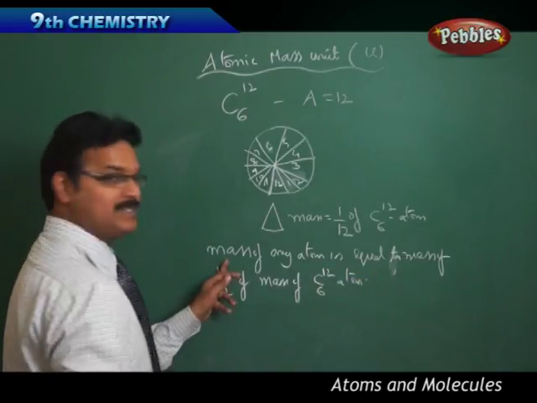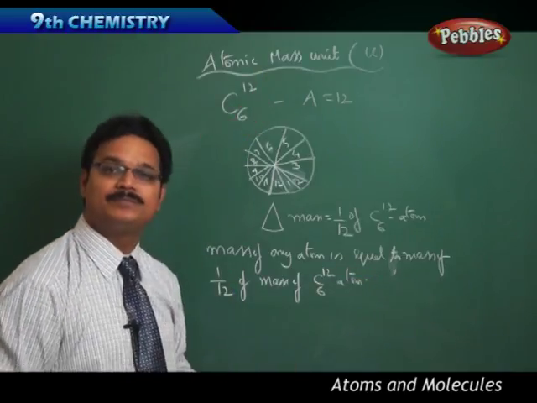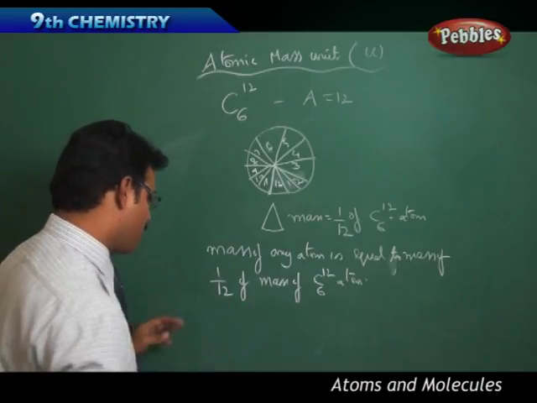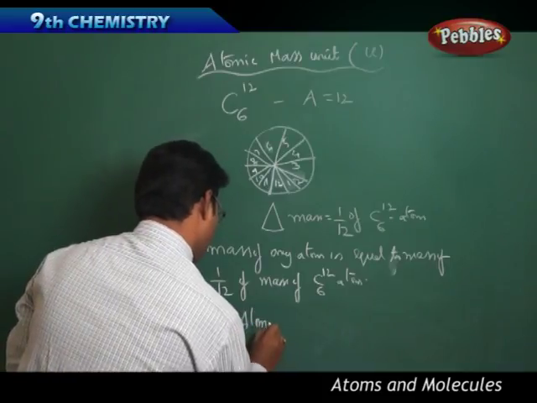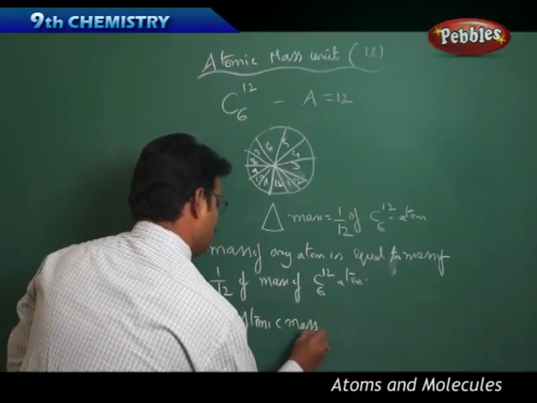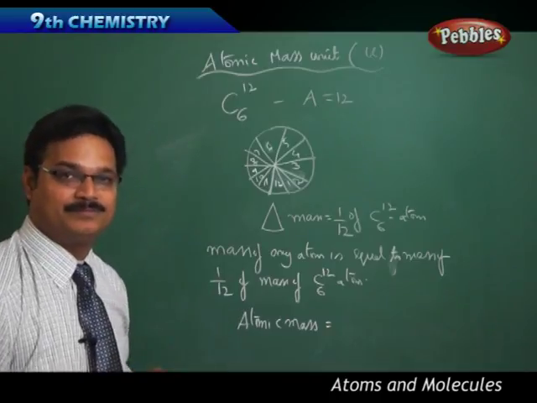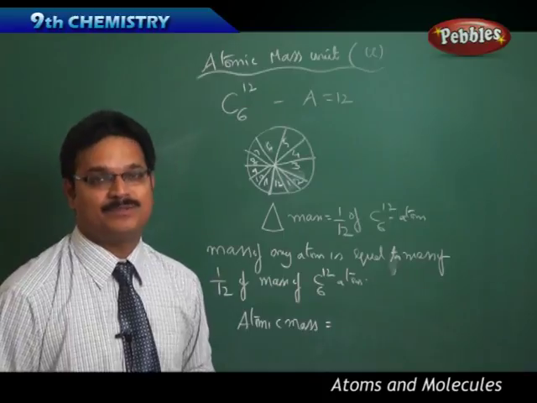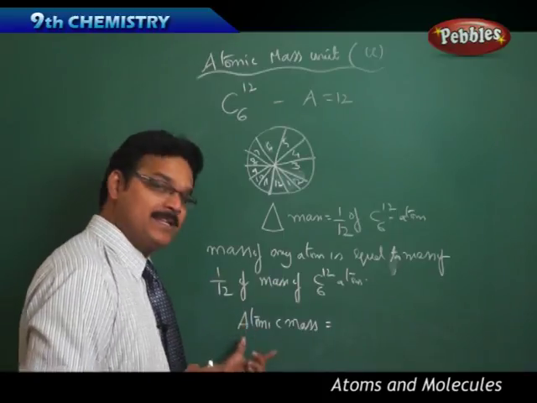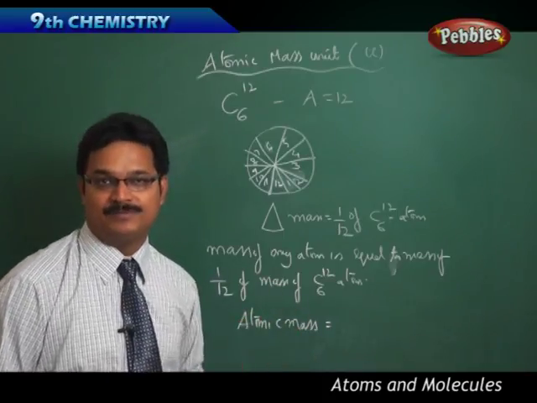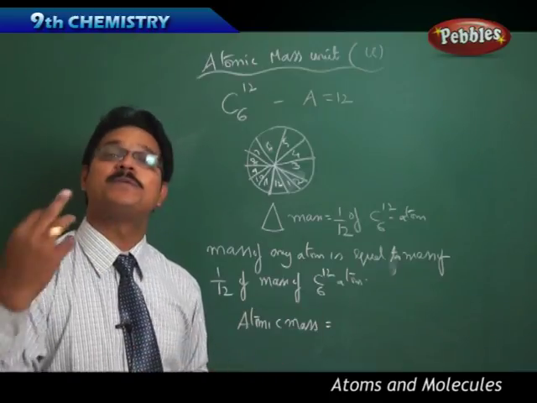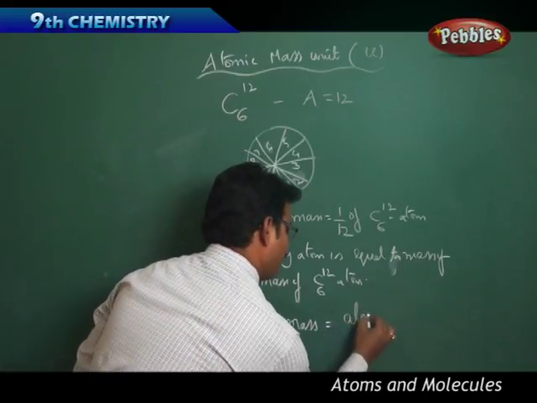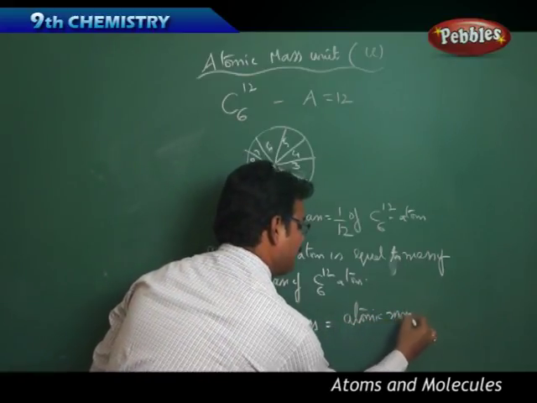Then this mass is called atomic mass, and it was universally agreed. And atomic mass has a unit, because generally mass is measured in terms of grams. Similarly, the atomic mass is also having some unit, but it is not gram. Of course, you can express it in grams, but the original unit is atomic mass unit.